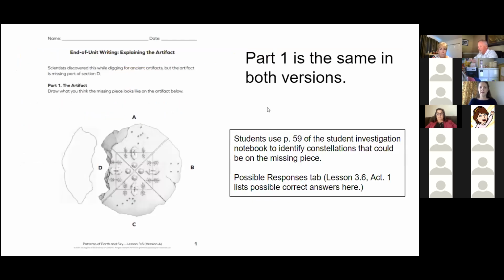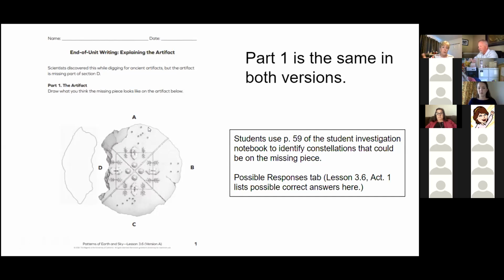Part 1 is the same in both versions. And I want to point out that when you look through the Google Slides or PowerPoint, whichever you use, it's directing students, first of all, to use page 59 from their student investigation notebook to help them with writing their answer for this part. So they've used page 59 in their student investigation notebook, and they have used those constellation posters that are up around the wall to be able to identify. They know by this point that this is spring, that it was probably about March, because they've identified these constellations and these seasons.